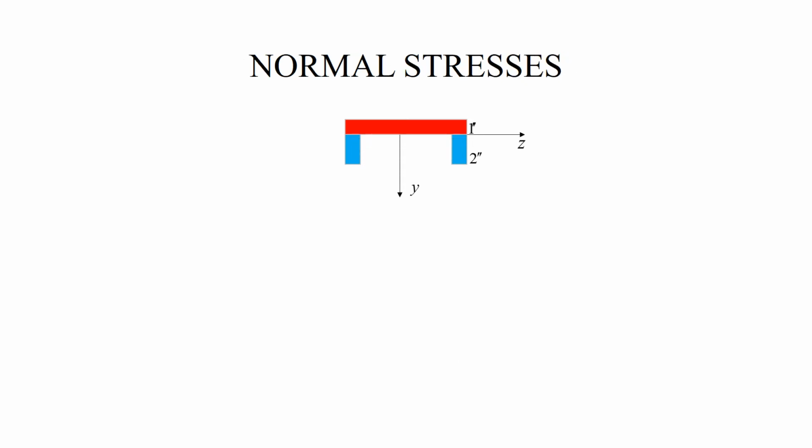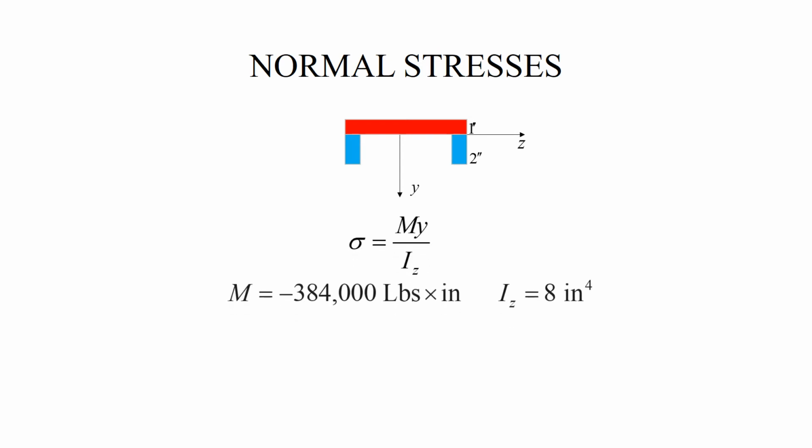For normal stresses, now I show red and blue not only to differentiate between the webs and the flange, but also to differentiate between compression and tension, because everything below the z-axis, according to the basic formula, will be in compression. Why is that? Because the moment is negative, and so everything for positive y will be compression, and everything for negative y will be tension.